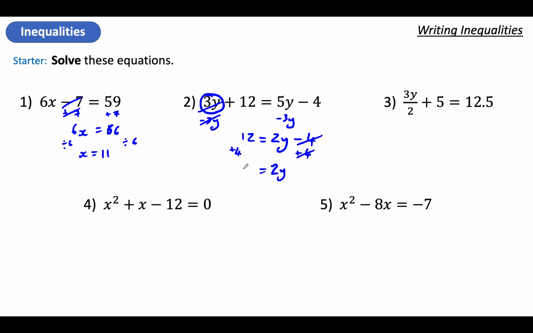Okay. 2y equals 12 plus 4, which is 16. And then, of course, I don't want 2y, I only want the value of one of them. So, divide by the number touching the letter, divide by 2. So, y is worth 8.